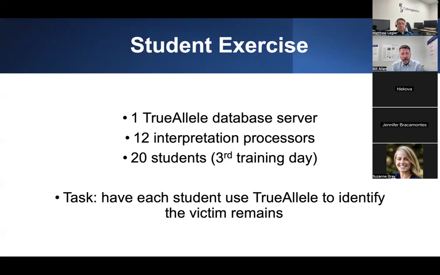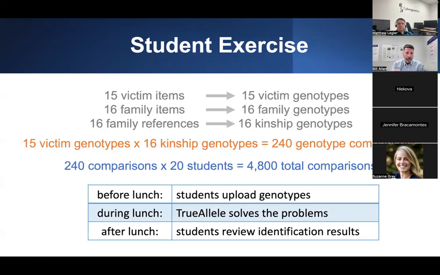So if you can go to the next slide, please, Matt. What we asked them to do is analyze, take the sequencer files, get that gel file, use data and batch mode to infer the victim genotypes. Do the same thing with the family remains. Use data to have TrueAllele infer the kinship genotypes. And there were 20 students, and it took a little bit of math because we decided to do this the night before, and we had a limited server of just 12 processors.